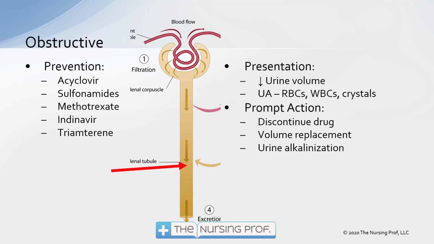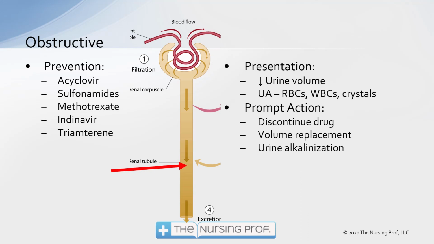The presentation will be a decrease in urine volume because we have an obstruction of the urinary tract. And because these crystals are blocking the urinary tract and causing damage to it, just like a stone would, so it's irritating the inside of the urinary tract, we're going to see red blood cells, white blood cells, and crystals in our urinalysis.